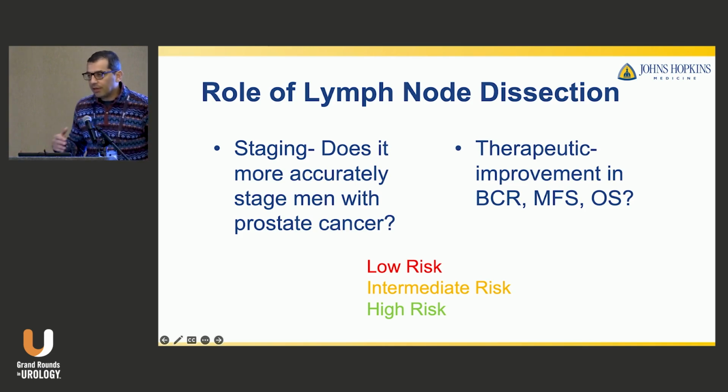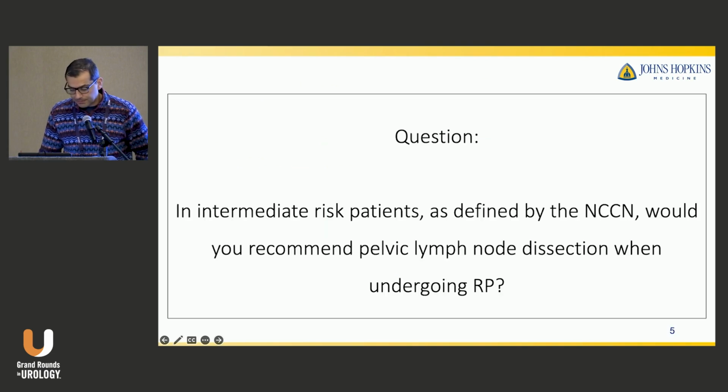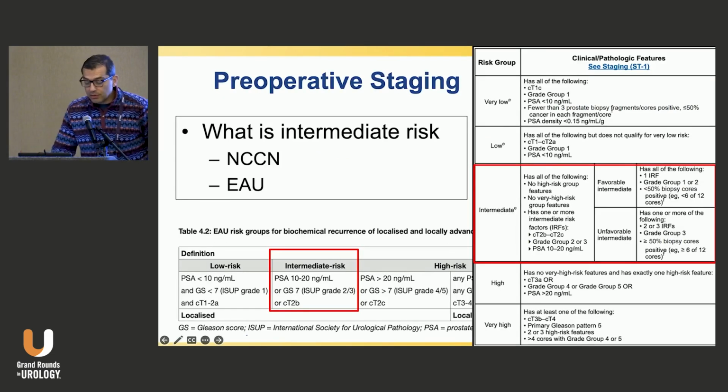And where I think the gray area lives is in the intermediate risk patient, although we could even discuss high risk patients and whether we're changing anything by knowing about the lymph nodes being positive. So one question would be, in intermediate risk patients, would you recommend pelvic lymph node dissection with radical prostatectomy? So what is intermediate risk? There's the EAU definition, which I think is a very good definition.